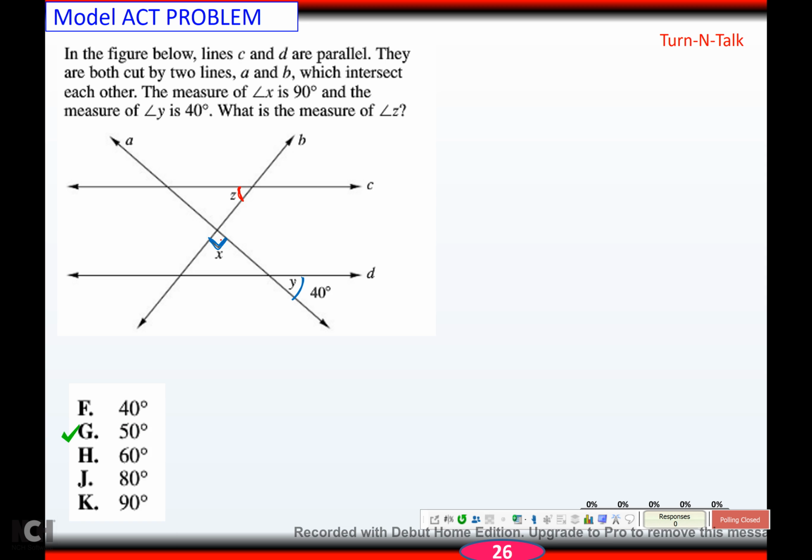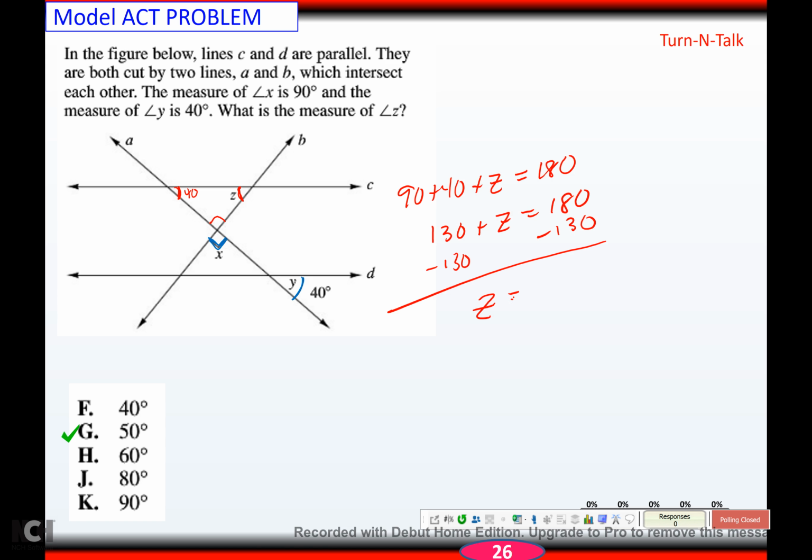Well, if this is 90, then this is 90 because they're vertical angles. If this is 40 degrees, then this is 40 degrees because of alternate interior angles. So then I can just say that 90 plus 40 plus Z has to make 180 degrees. Well, that's 130 plus Z equals 180. Take away 130, and you get angle Z equals 50 degrees.